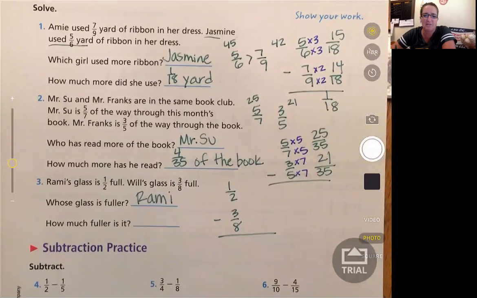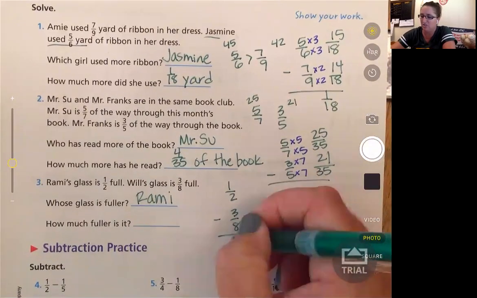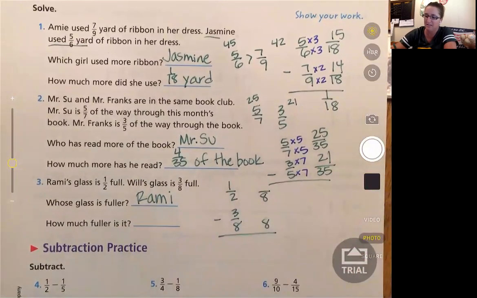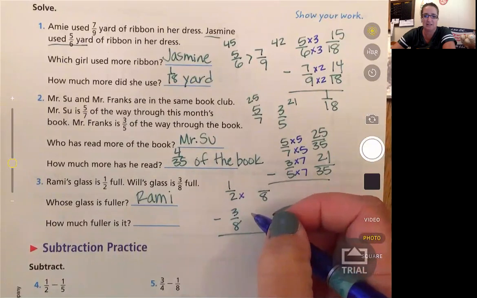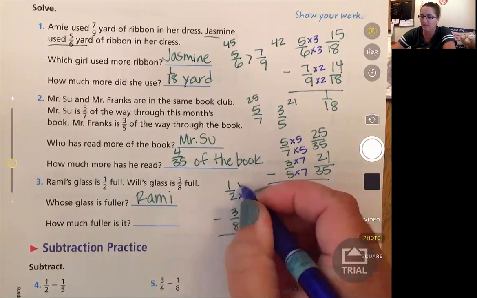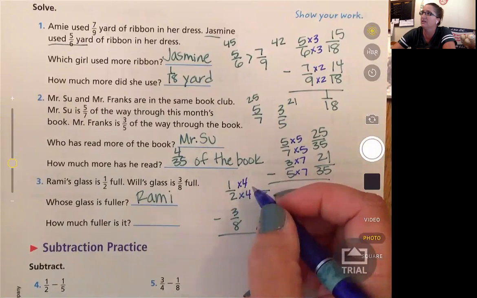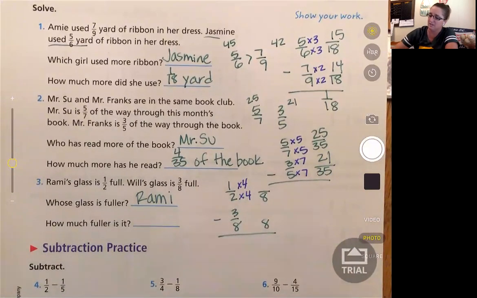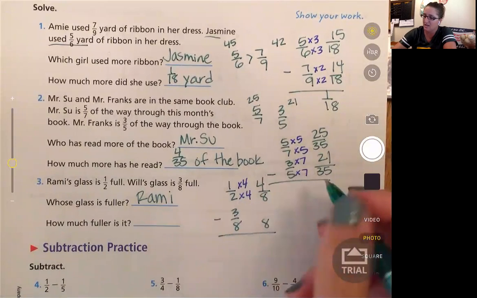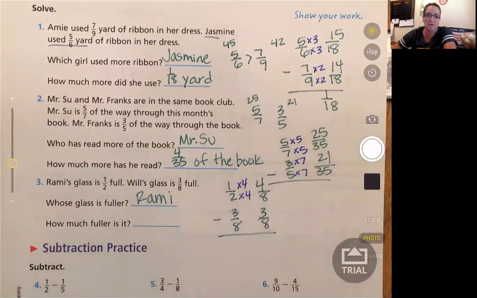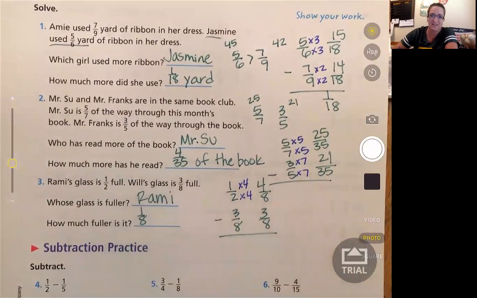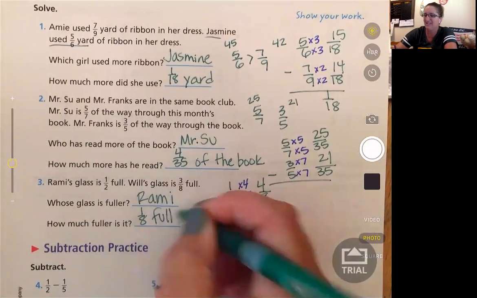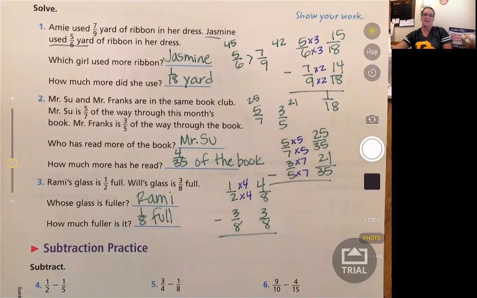What's my common denominator going to be? 8, because 2 goes into 8, right? Makes it easy on us. How do I get from 2 to 8? You multiply by 4. What's 1 times 4? 4. And then this one is just going to be 3/8. 4 take away 3. What's my answer going to be? 1/8.